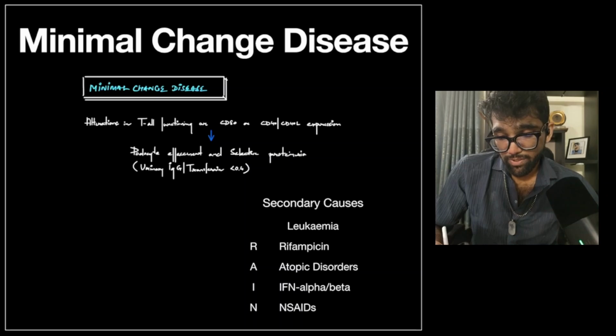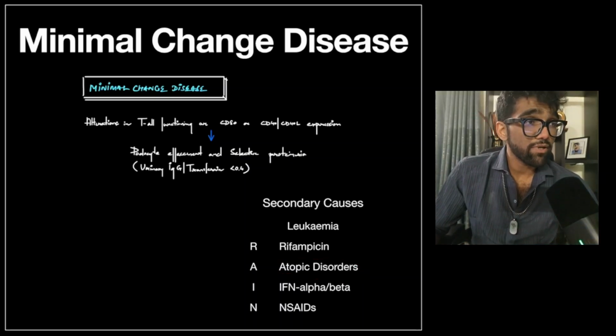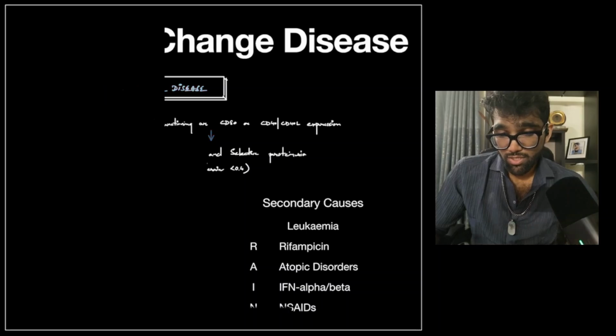So atopic disorders and NSAID usage we can expect with anything, but the association with atopic disorders and with leukemia is something that is important to remember, and obviously rifampicin while treating for tuberculosis.